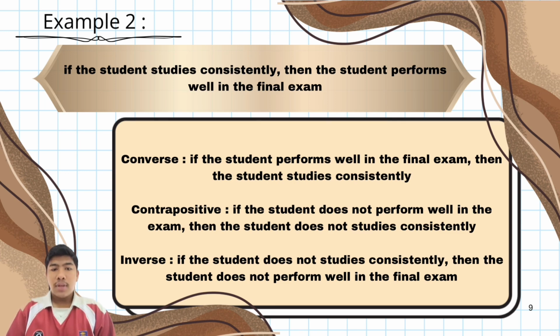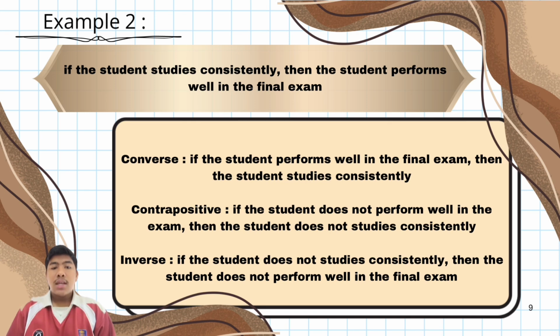The contrapositive is, if the student does not perform well in the exam, then the student does not study consistently. Both statements are negated and reversed. This statement has the same truth value as the original implication.